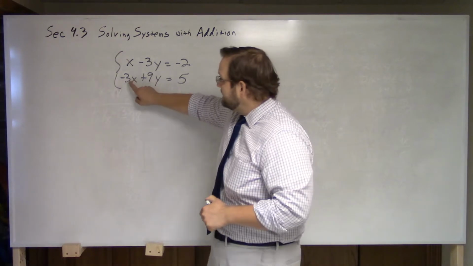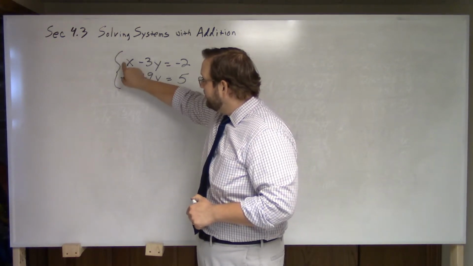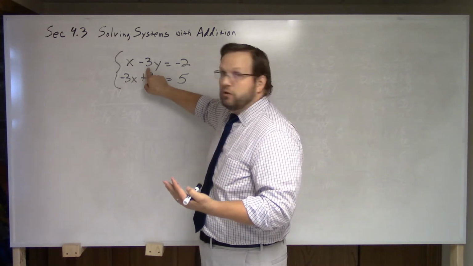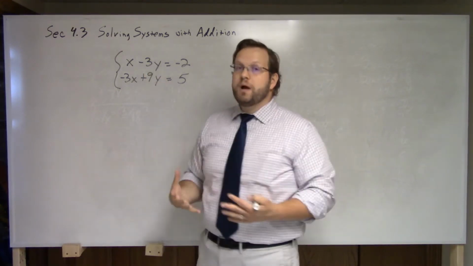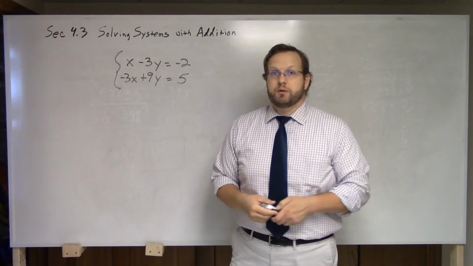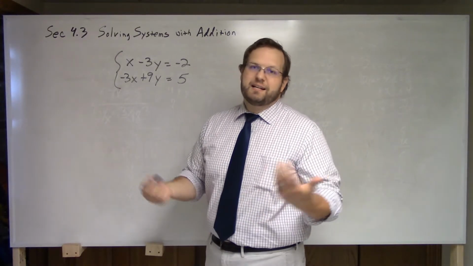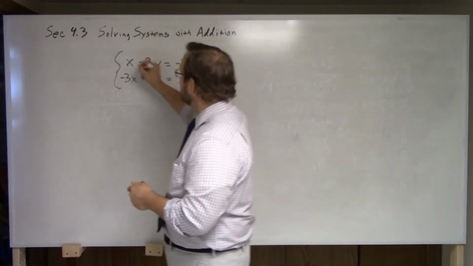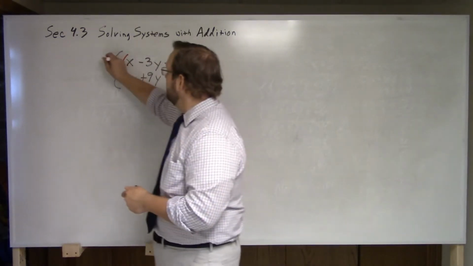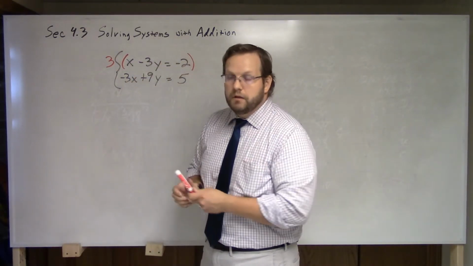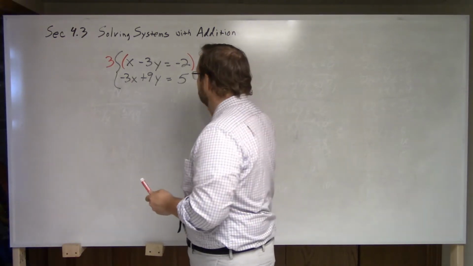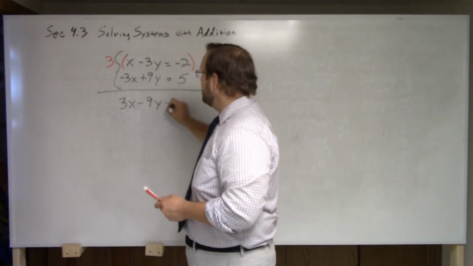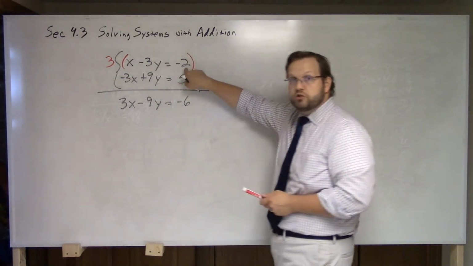In this case, I would want to multiply this by a 3 to make it match. Here I could multiply this by a 3 to make it match. So either way, it's going to require the same amount of work. Let's target the x's, just because they're in front. So I am going to multiply this first equation by 3. And what I get is 3x minus 9y equals -6.